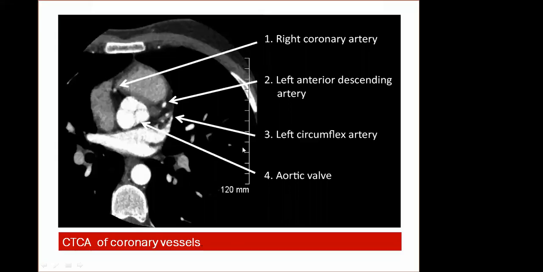Okay, this is a CT coronary angiography showing the vessels. This is the right coronary artery projecting anteriorly. This is the left anterior descending artery. This is the left circumflex artery, and this is the aortic valve.